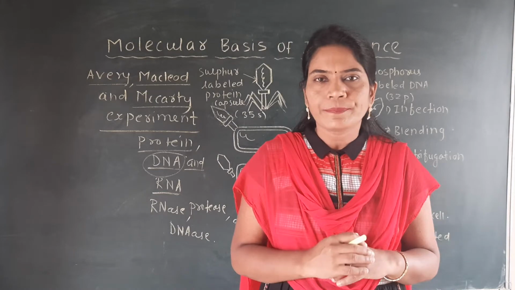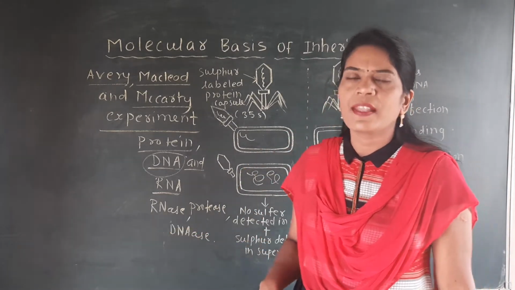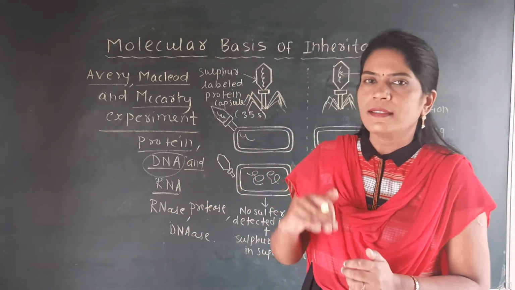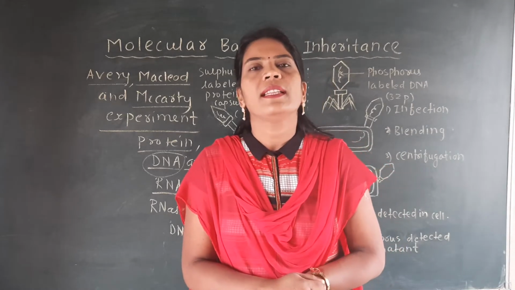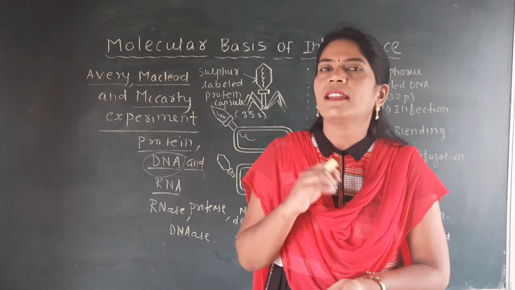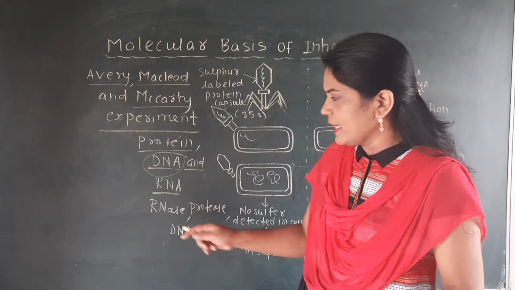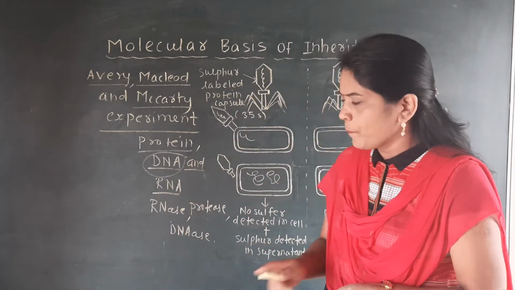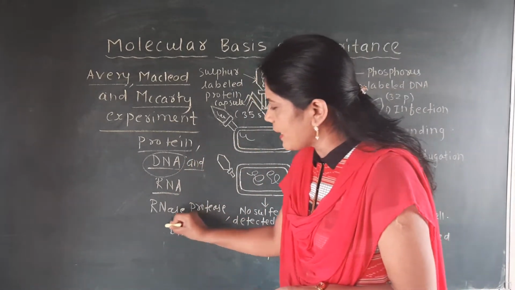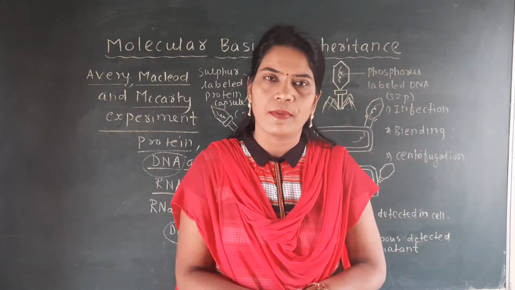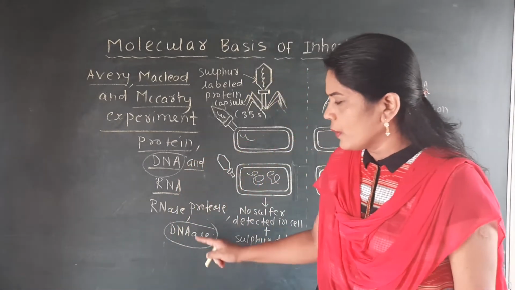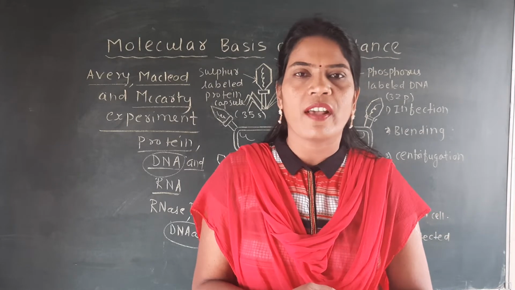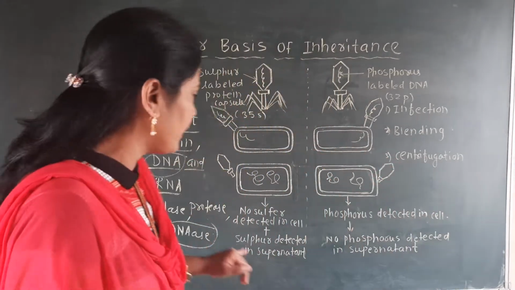So they discovered these different enzymes, and by these enzymes they also tried to prove which material is responsible for conversion of the R strain into the S strain. At the same time they found that RNase and protease also do not inhibit transformation, but the DNase enzyme is the only enzyme which inhibits the transformation. Now I will explain how this DNase enzyme is responsible for inhibition of the transformation. We'll see the role of this DNase enzyme.